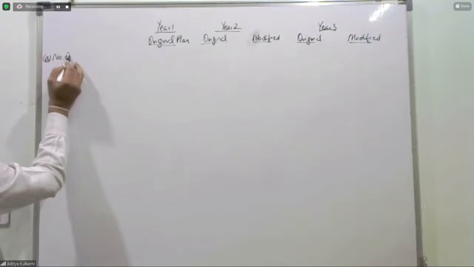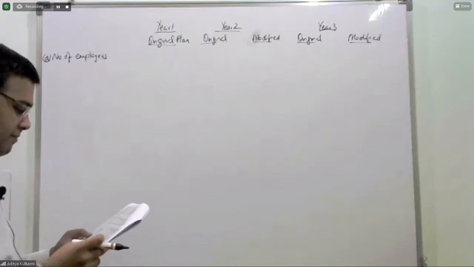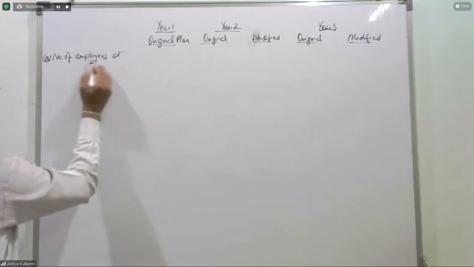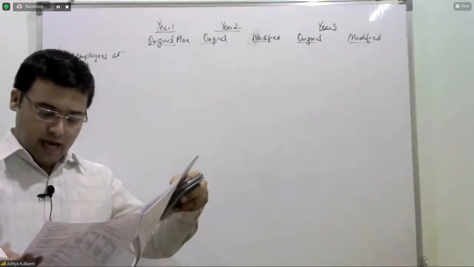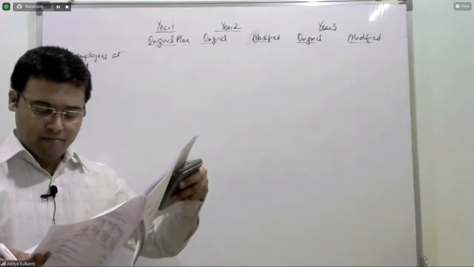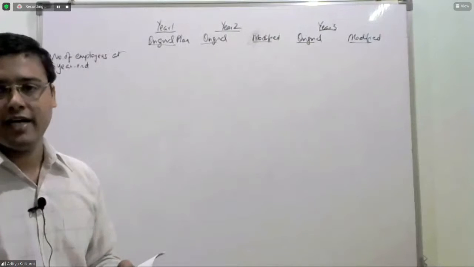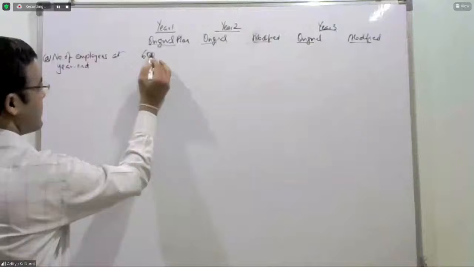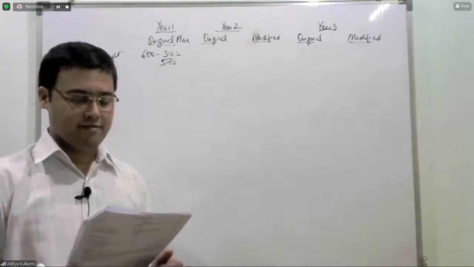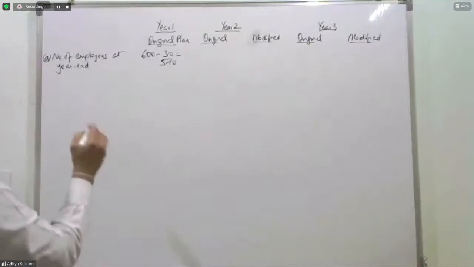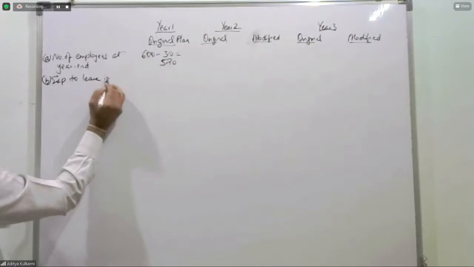A, number of employees at year end. What is the question saying? At the end of year 1, number of employees who have left is 30. So you had 600 employees. Out of that, 30 have left. So 600 minus 30, that gives you 570. And expected to leave in the future.